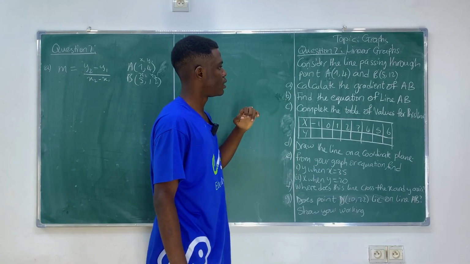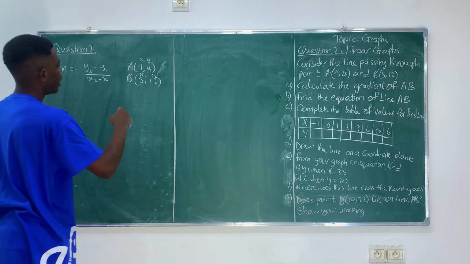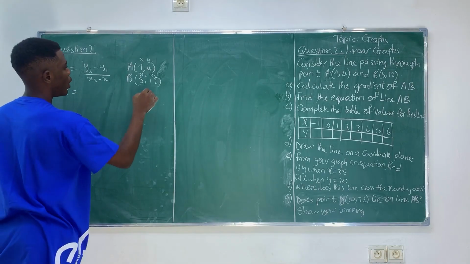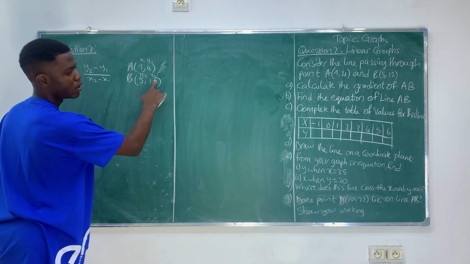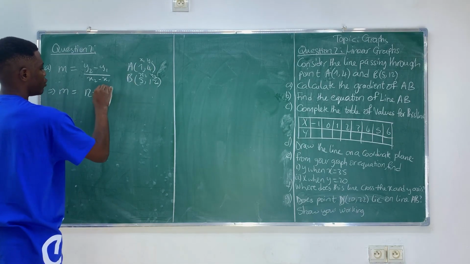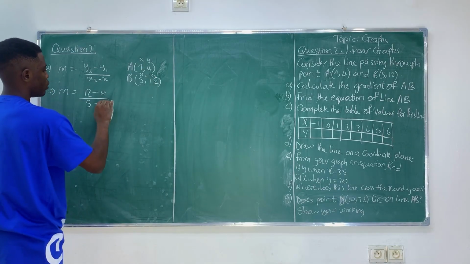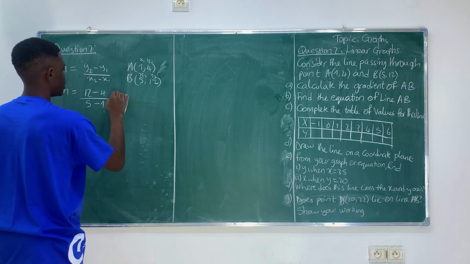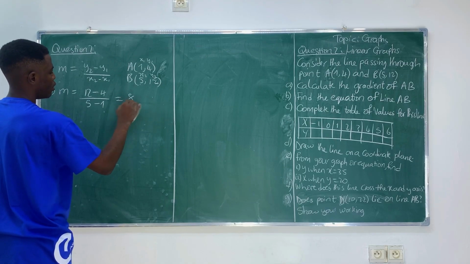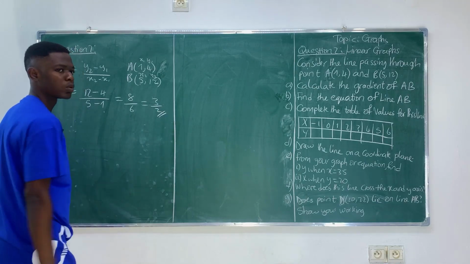So the slope of the gradient is going to be, using this formula, m is equal to y2, this is 12, minus y1, 4, all over, what is x2? 5 minus x1, 1. What is that gradient going to be equal to? What is 12 minus 4? 8. And what is 5 minus 1? 6. Which is going to be 3 on 2.